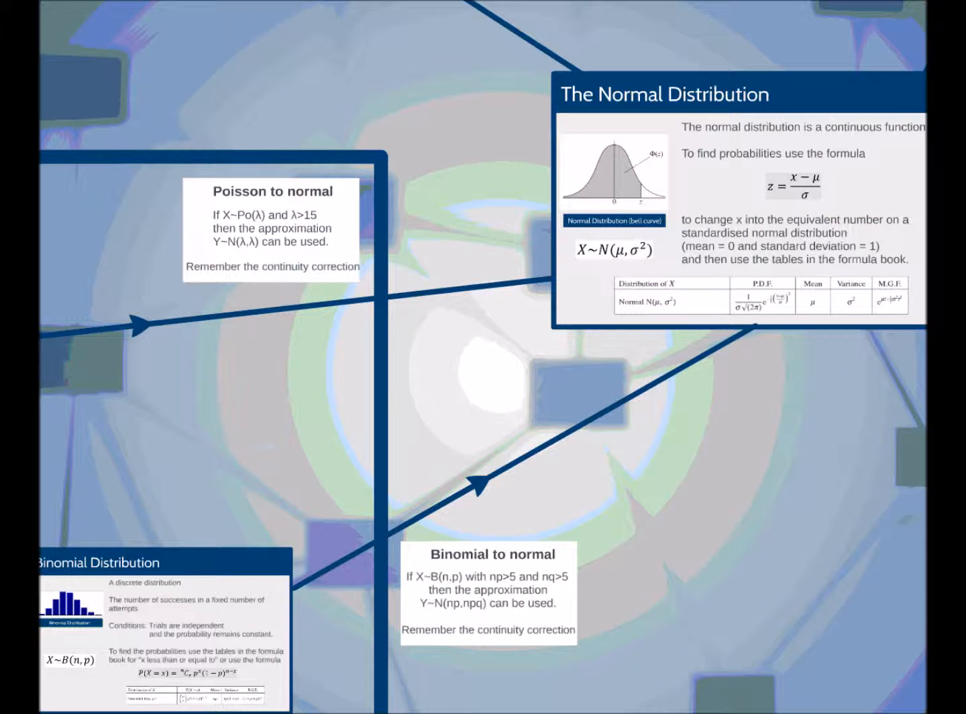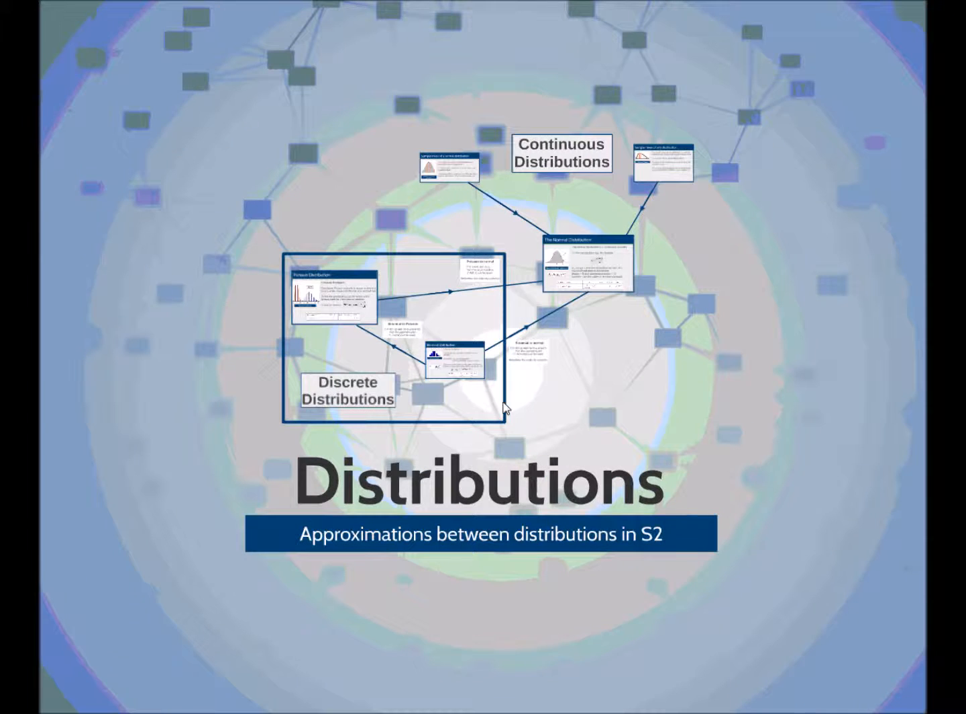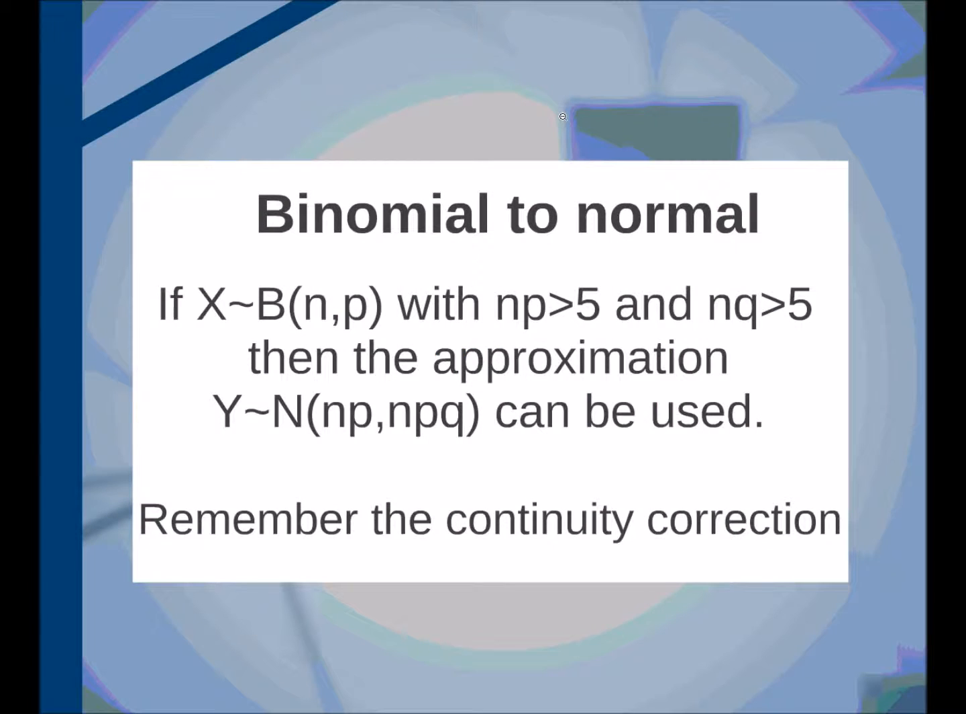We can approximate between the binomial and the normal distribution. I can do that if n times p is greater than 5 and n times q is greater than 5. Then the approximation that we get is Y is approximately normal, where the mean is np and the variance is npq. Because we've gone from a discrete distribution, so we've crossed this box that we had for our discrete distributions, we're going to have to make a continuity correction to account for the fact that we're going from a discrete number to a continuous number.